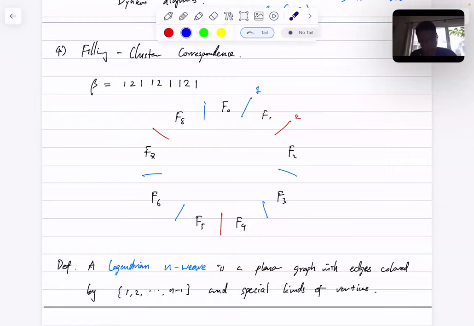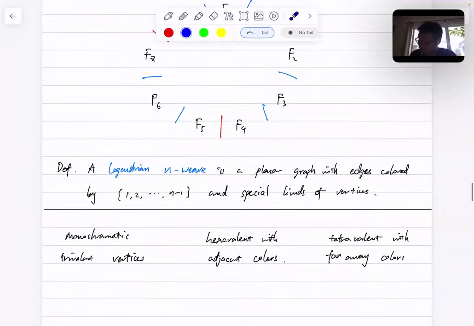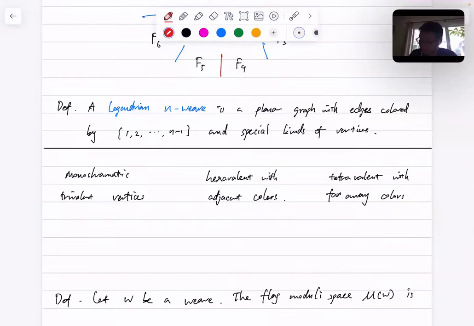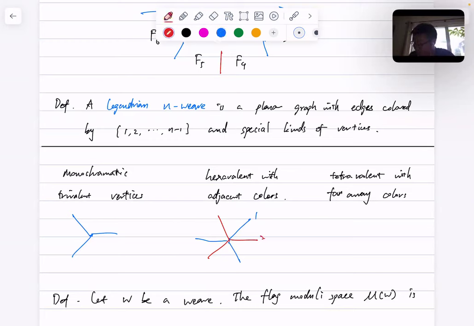So a Legendrian N-weave is a planar graph with edges colored by 1, 2, all the way to n minus 1. So n corresponds to n minus 1 here. I should think of these as the Coxeter generators, and special kinds of vertices. There are 3 kinds of vertices that we allow. There's a monochromatic trivalent vertex. As it sounds, it's a trivalent vertex with the same color edges. And then there's a hexavalent vertex with adjacent colors. For example, if red means 2 and blue means 1, I can have a hexavalent vertex like this with adjacent colors. Or you could have a tetravalent vertex, tetra means 4, with faraway colors. For example, I can use this as 1 and this as 3. Faraway means that the Coxeter generators are not next to each other. It's more than 1 apart.